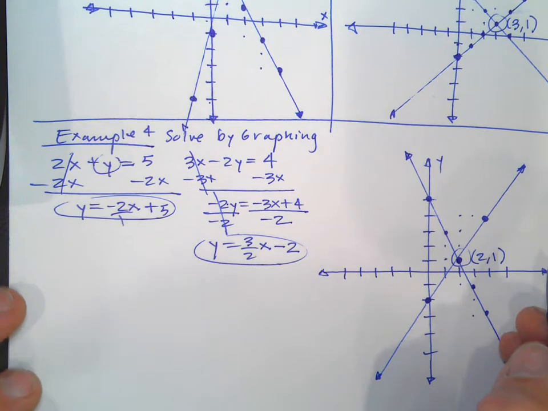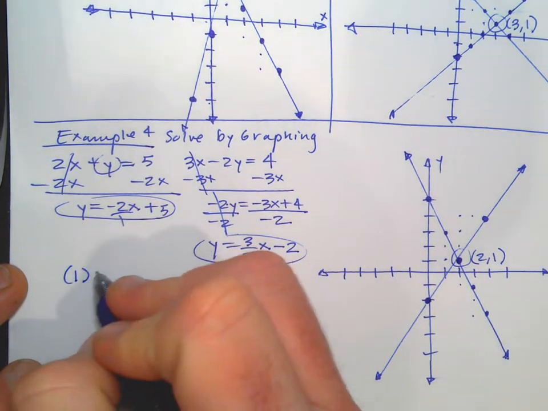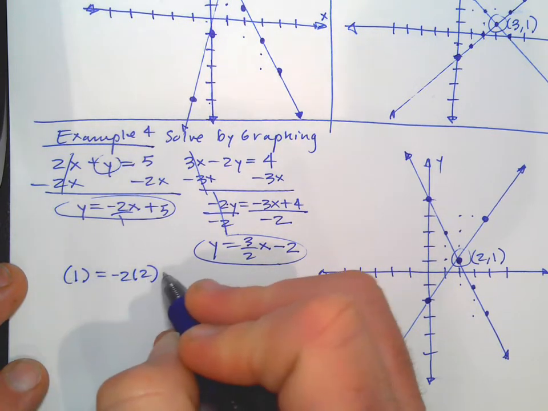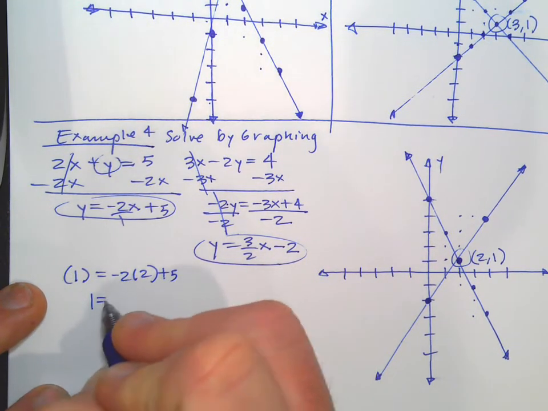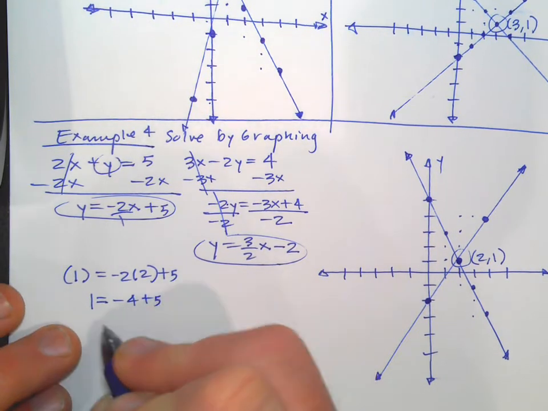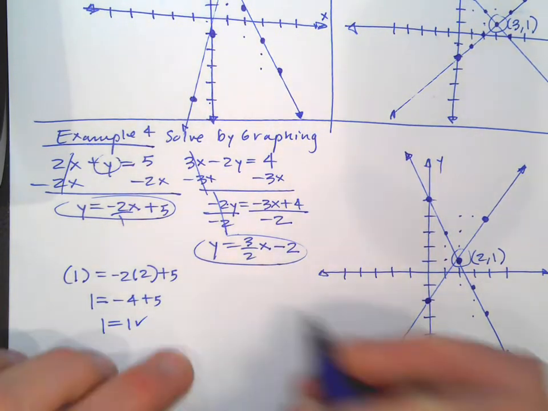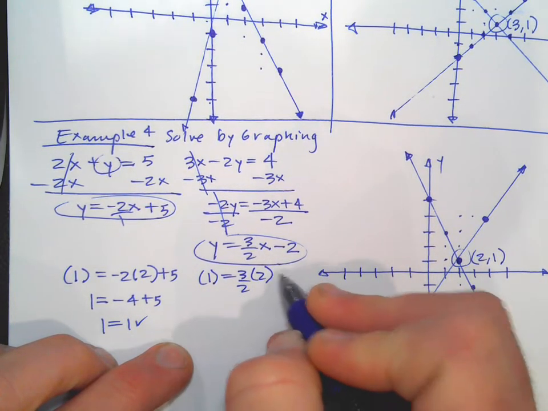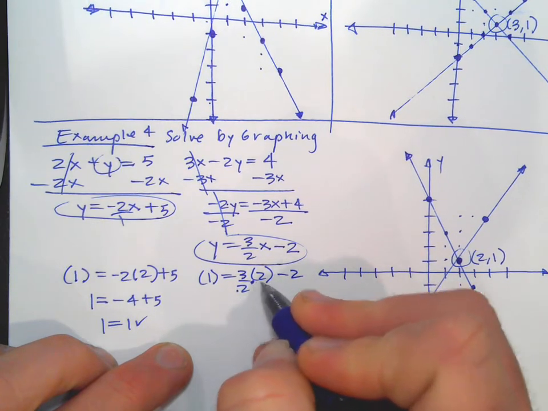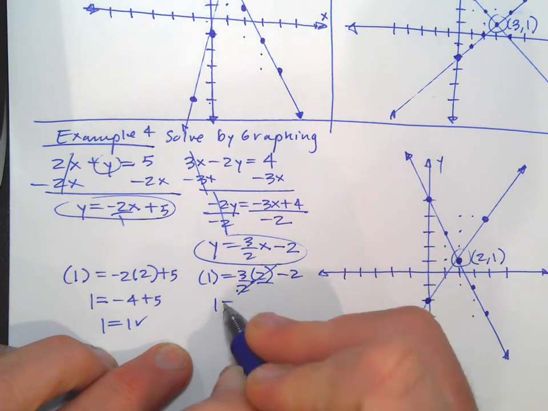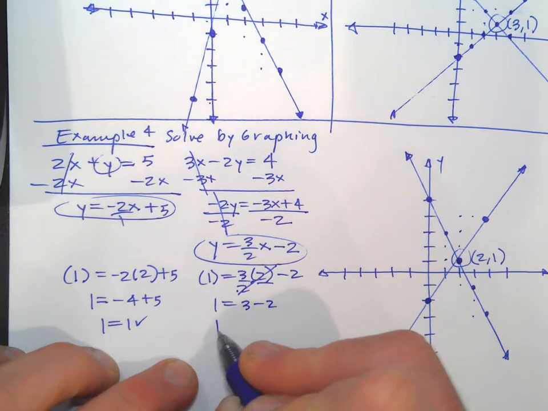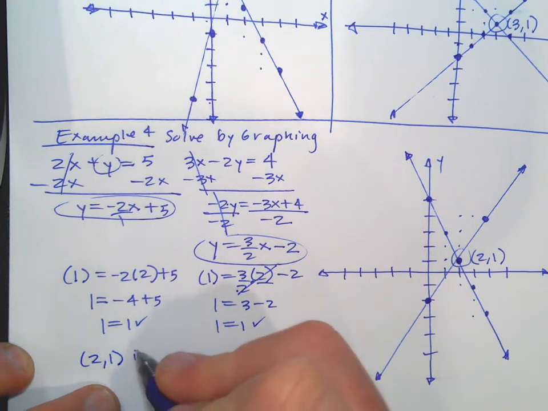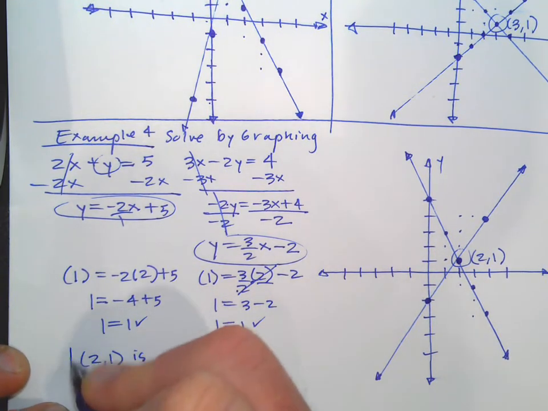Let's check it. Now, we check it into these. Plug 1 in for y, 2 in for x. 1 equals 1. And this one, plug 1 in for y, 2 in for x. The 2's reduce. You have 1 equals 3 minus 2, and 1 equals 1. So it works. 2, 1 is the solution.